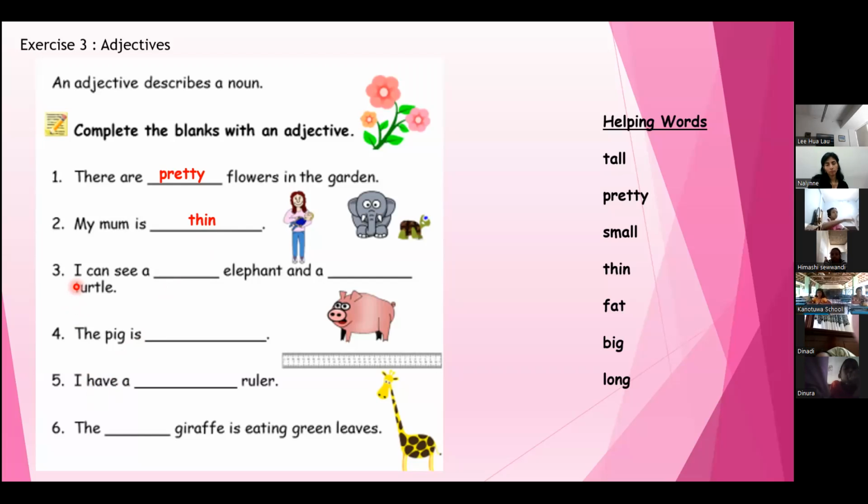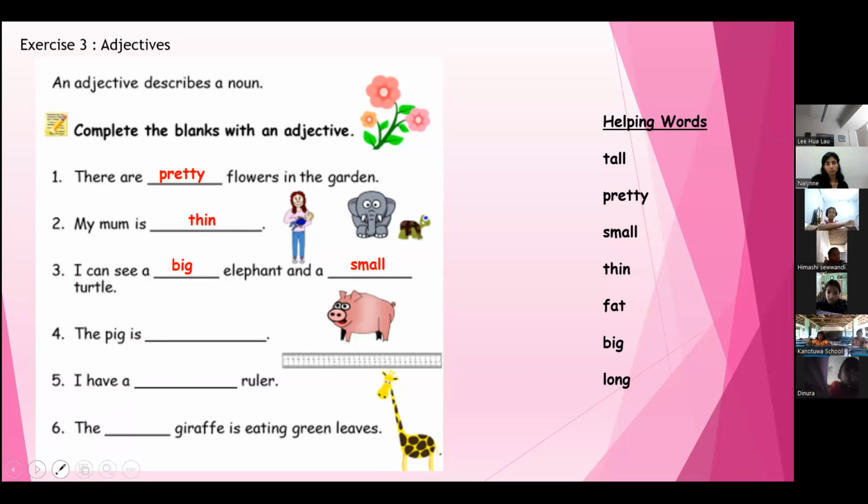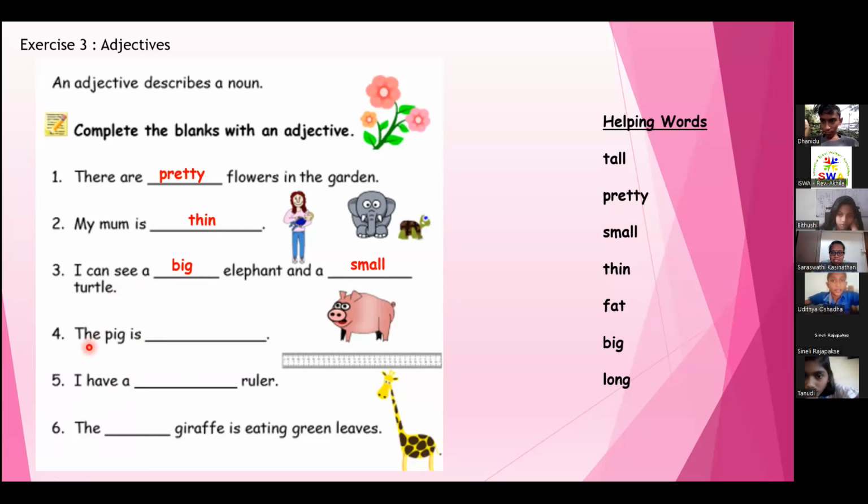Who would like to read? I can see a big elephant and a small turtle. Well done. Who would that be? Who said that? Can I know your name, please? Tanuli. Very good. Well done, girl. Okay. Who would like to read sentence 4? Okay, go. The pig is big.